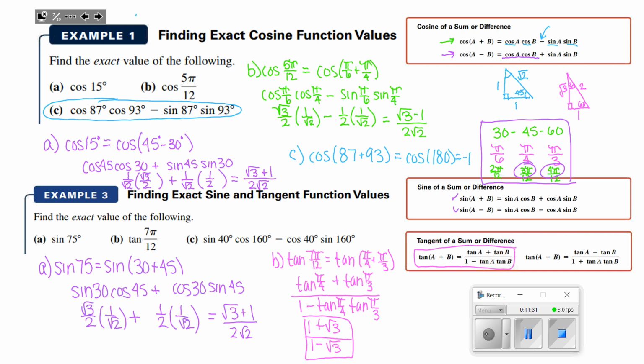And the last one, we need to identify, are we adding these two angles or are we subtracting? So it's sine, cosine. There's no tangent, so it's not the tangent one. It's going to be a sine one. Is that 160 plus 40? Or is it 40 minus the 160? Which one is it?